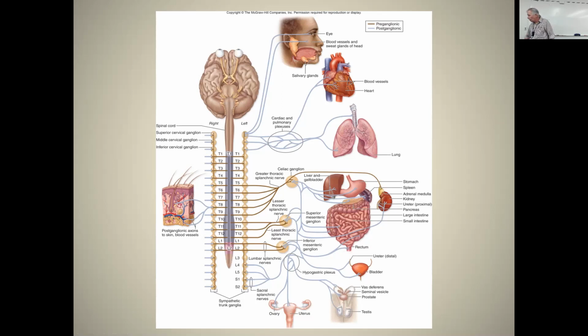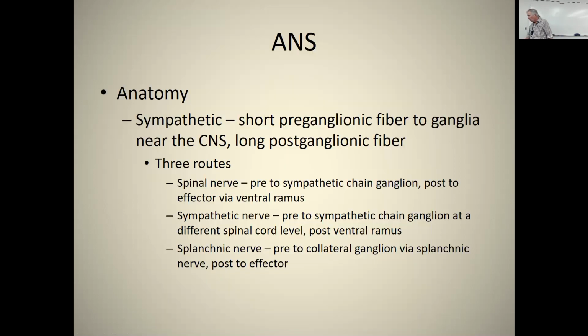But then here are the postganglionic axons going to pretty much the same organs as the parasympathetic did, but they're very long. And they generally release norepinephrine. So the postganglionic sympathetic axon terminals generally release norepinephrine, and the preganglionic axon terminals release acetylcholine. Okay, so sympathetic: short preganglionic fiber to ganglia near the CNS, long postganglionic fiber. Fiber is the same as axon. All right.